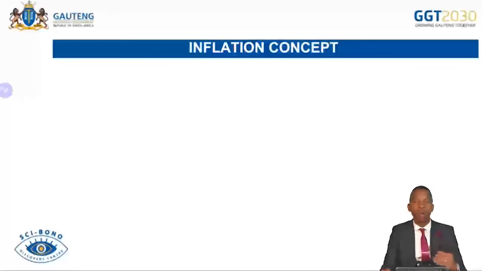Within the average or above the average of goods within the market, or the entire market, goods are increasing in terms of price, and also services prices are increasing. Then we can regard that as inflation. That's why we say it is a sustained, consistent or significant increase in the general price level of goods and services over a certain period of time.